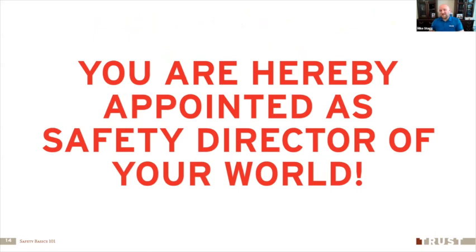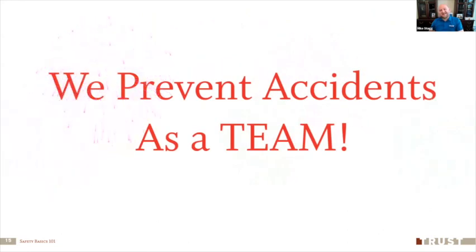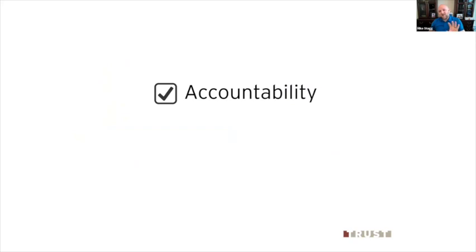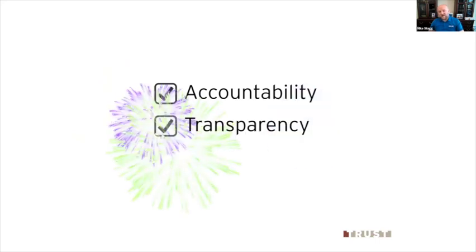But it goes farther than that, right? We are not only the safety directors of our world, but we prevent accidents as a team. When we can get together and make sure that our friends, our buddies and our coworkers stay safe because we're staying safe, that's how we prevent accidents and how we make real change. That's accountability. We've got to be accountable to ourselves to do things the right way, take it back to the basics, and remember what those basics are so that we can stay safe.